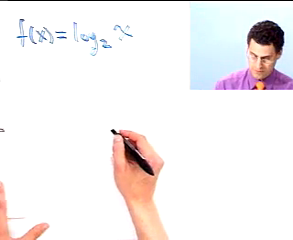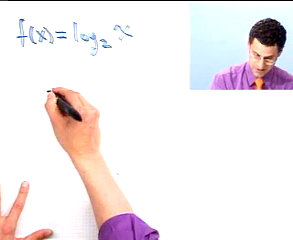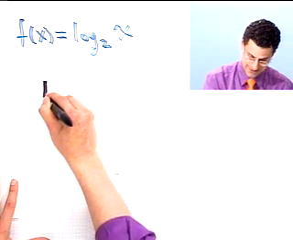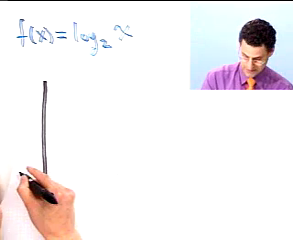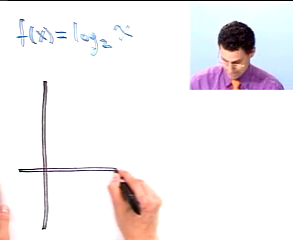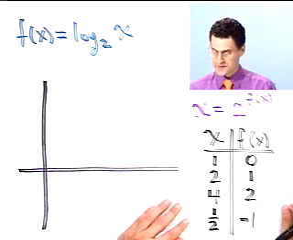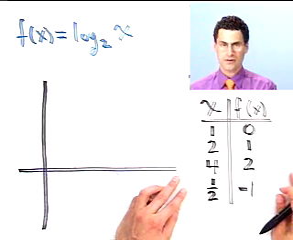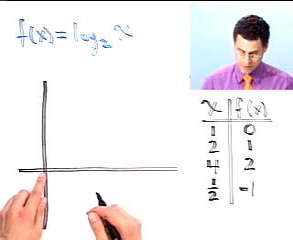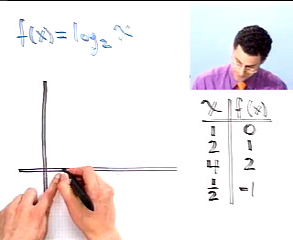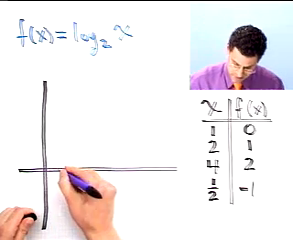Let me just move this over for one moment. Let me create a little axis action. Okay, there's an axis. Now I'm going to start plugging these points in. So here we go. 1, 0. So I go 1 unit over and then 0. Let me do this in a different color. So 1, 0. It's right here.